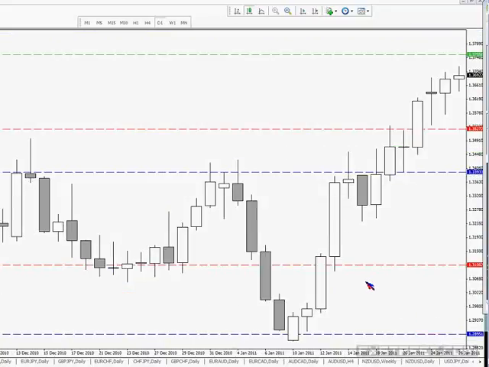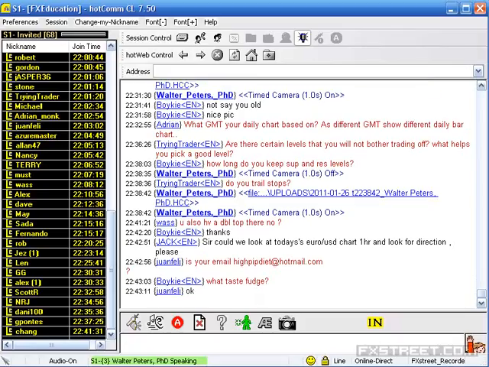Yeah, it's highpipdiet at gmail.com. What tastes fudge? What tastes fudge?